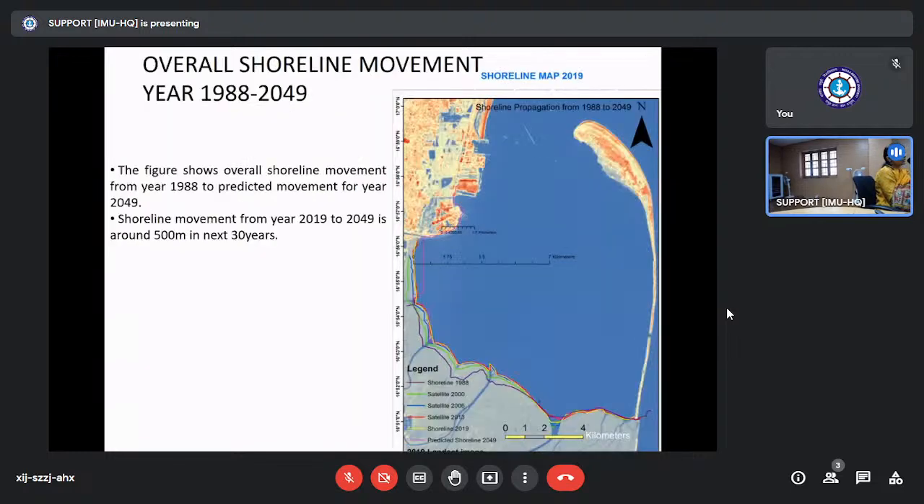Now, the overall shoreline movement, where predominant accretion is occurring, is predicting 500 meters of change in the next 30 years in this part.